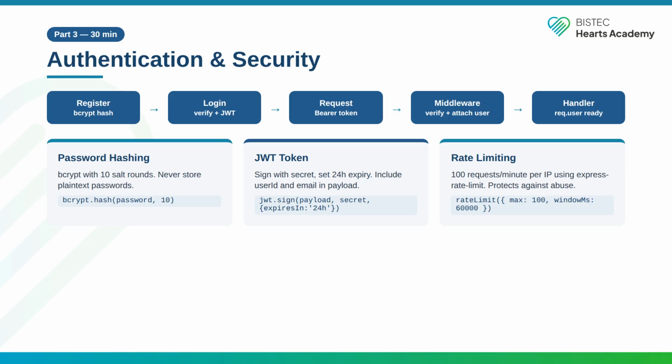If there's no token, return 401 immediately. If there is a token, verify it with JWT verify using your secret. If verification succeeds, attach the decoded user to req.user so downstream handlers know who's making the request. If it fails, invalid signature or expired token, return 401. Store your JWT secret in environment variables. Never hardcode secrets in your source code.